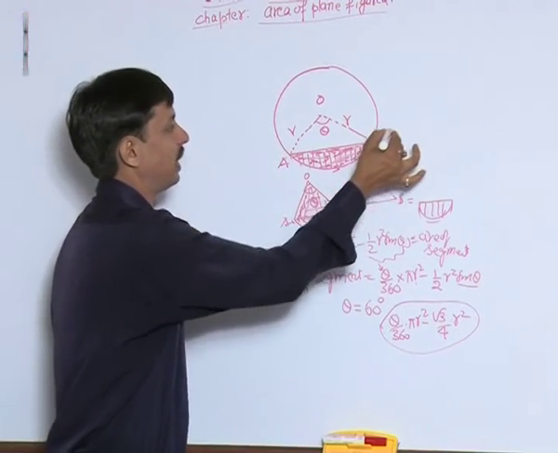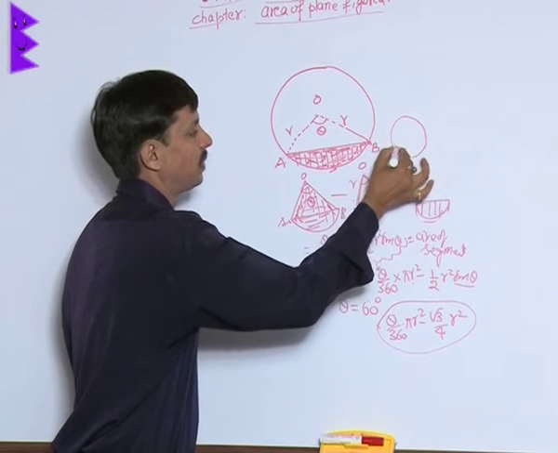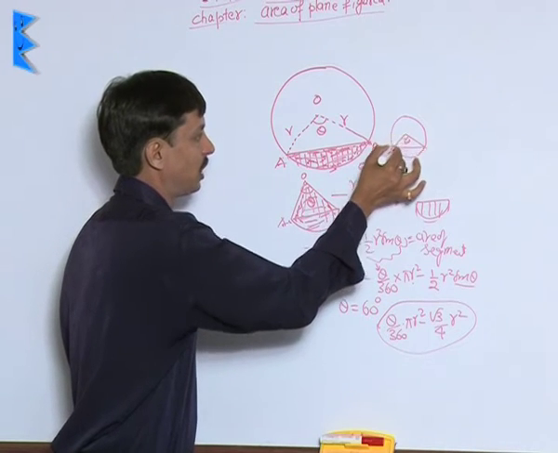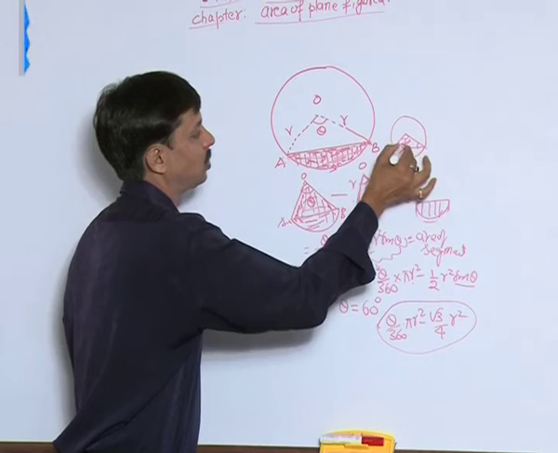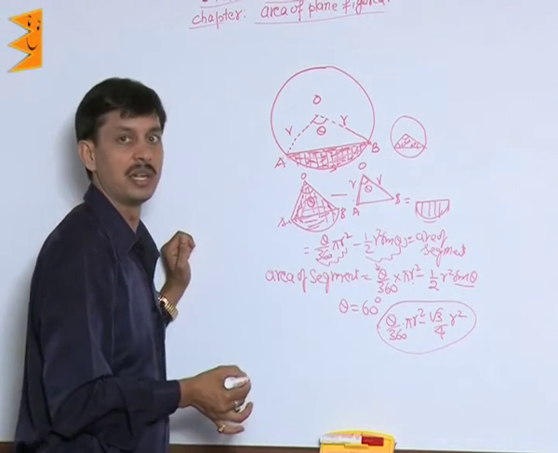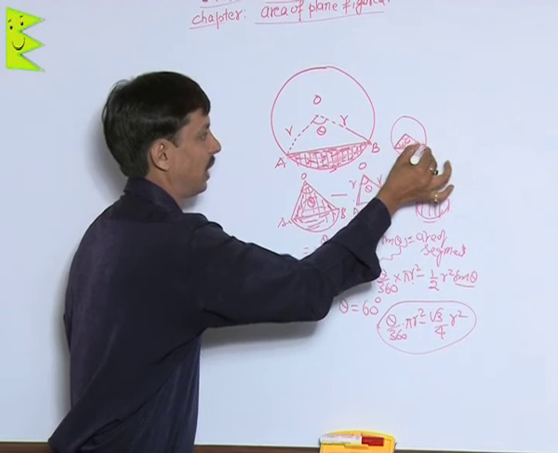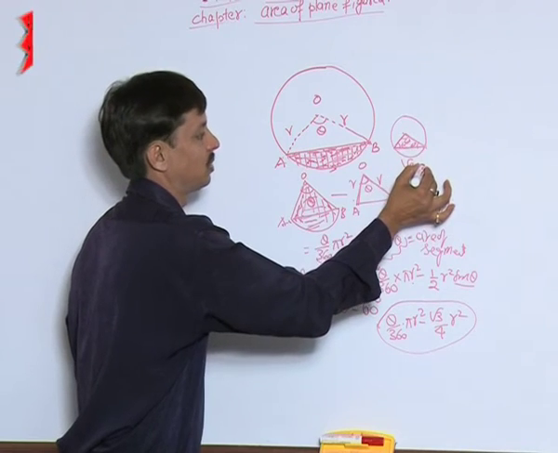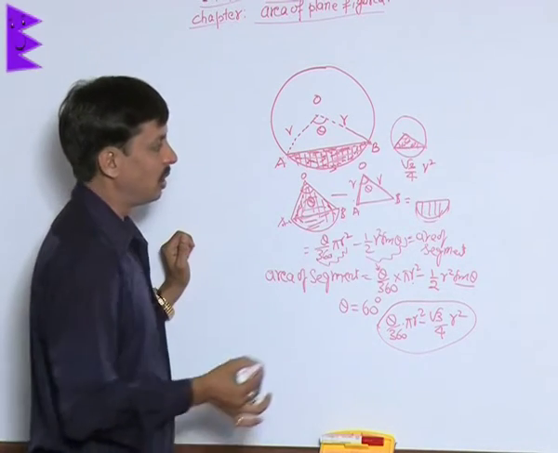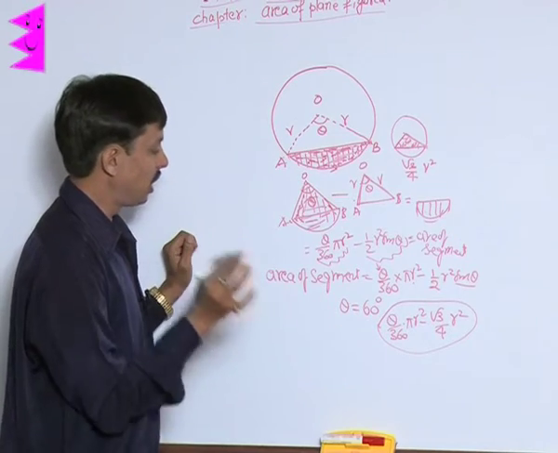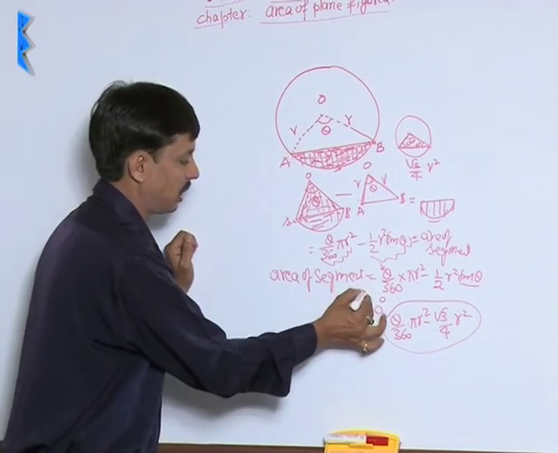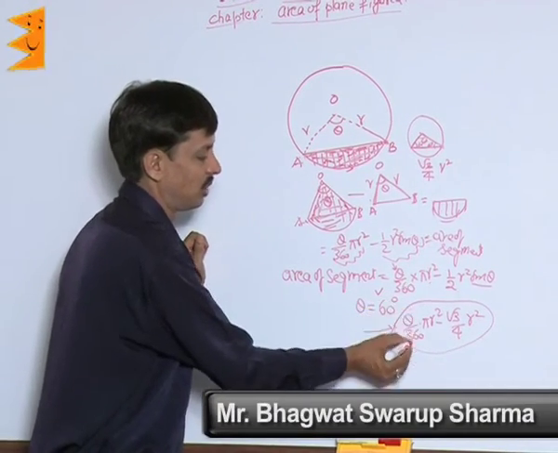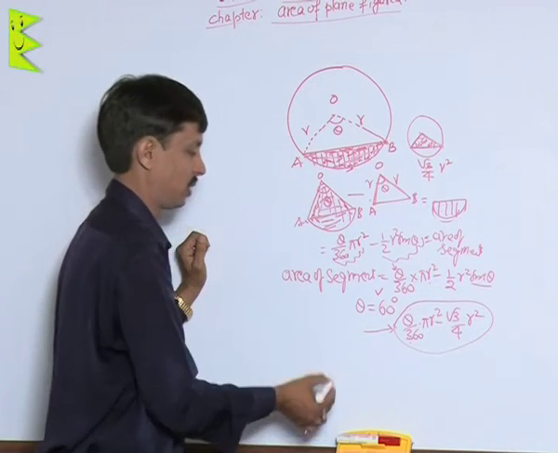Because when theta is 60 degrees, you can see this is the chord and this angle is 60 degrees. If this is 60, then these two sides are equal, so these two angles are also 60 and 60. This is an equilateral triangle, and the area of an equilateral triangle can be obtained using root 3 by 4 side square. The side here is r, equal to the radius of the circle. So the area of the segment when theta is 60 degrees is calculated using the formula theta by 360 pi r square minus root 3 by 4 r square.